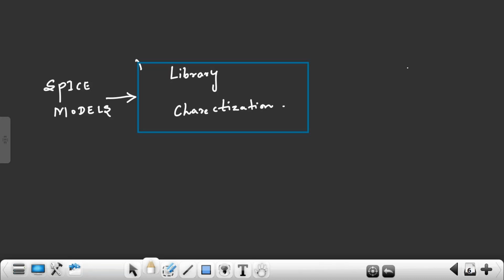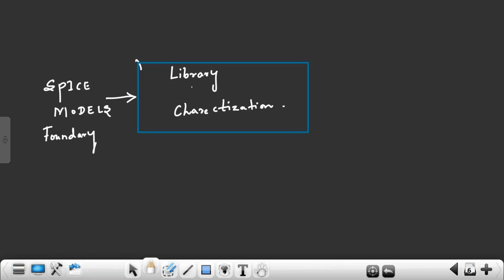Like that, I have to create a mathematical model for the MOSFETs, because MOSFETs can give their operation only when they are implemented in silicon. But how do we model them in software? These spice models we use in software, so we have to use spice models. Spice models we get from the foundry.